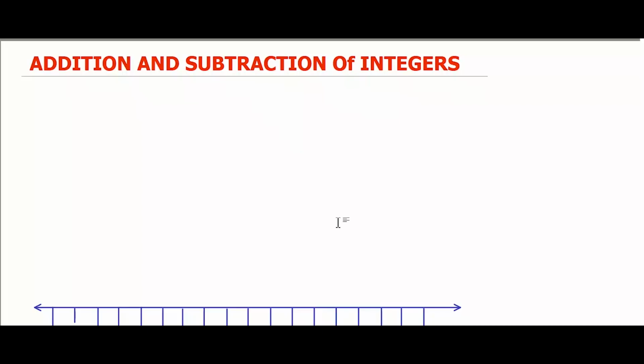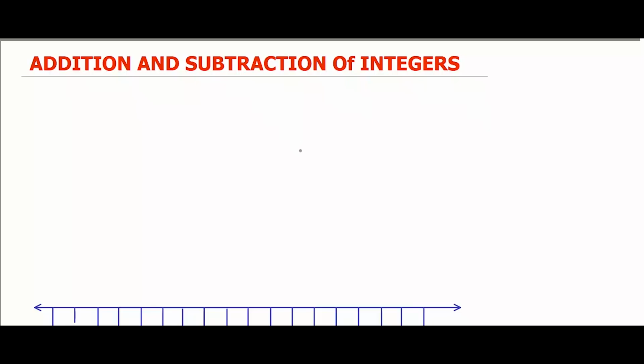Welcome to addition and subtraction of integers. You are already familiar with the number line. The addition and subtraction of integers could be any of the following three. One, the addition and subtraction of a positive integer from an integer.